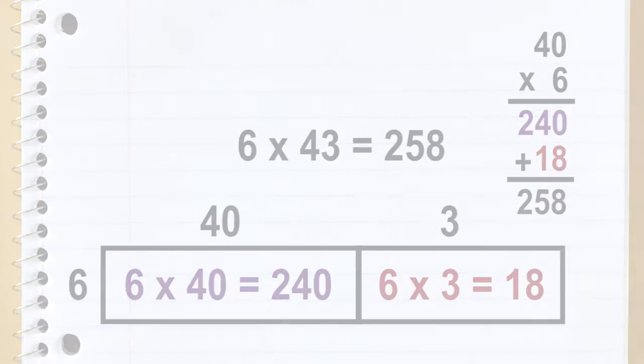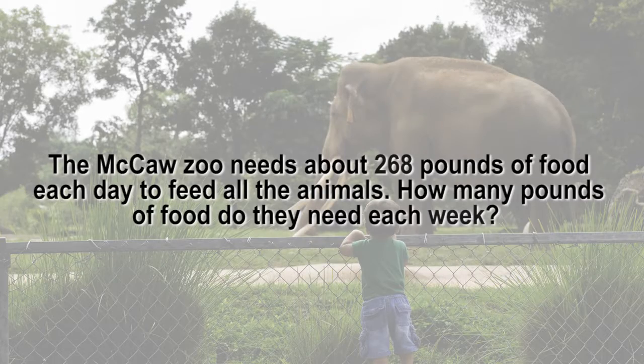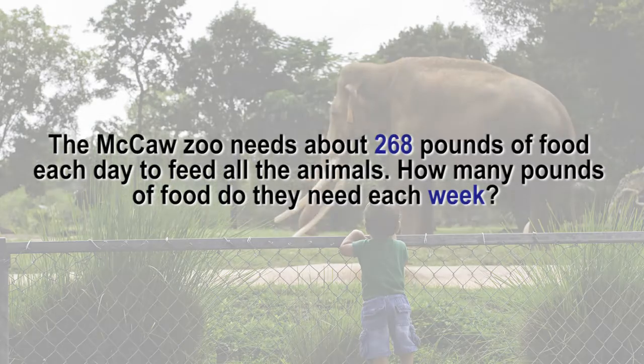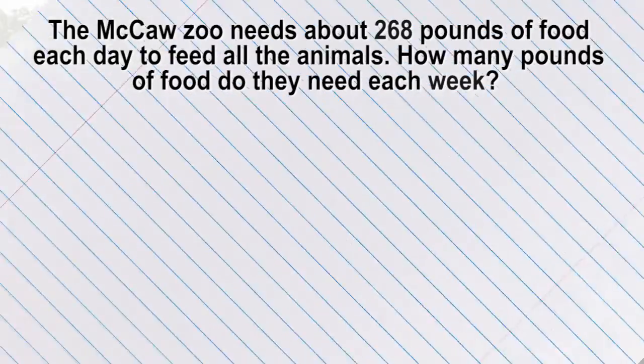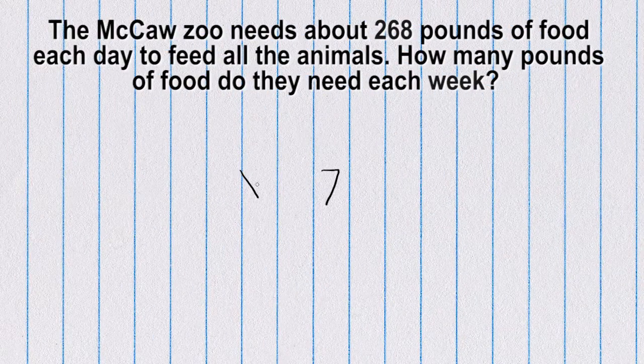Let's try another example from the following problem. This time we will be multiplying a triple-digit factor by a single-digit factor using the partial product algorithm. The Macaw Zoo needs about 268 pounds of food each day to feed all the animals. How many pounds of food do they need each week? Let's start by writing the equation 7 times 268 on vertical lined paper.